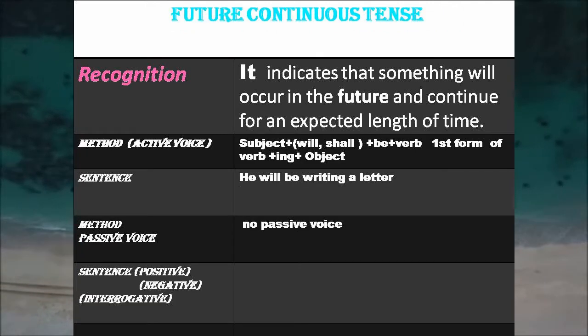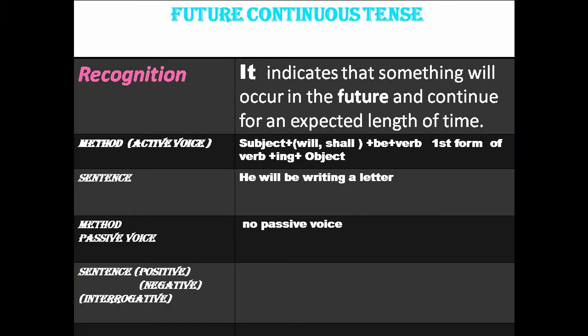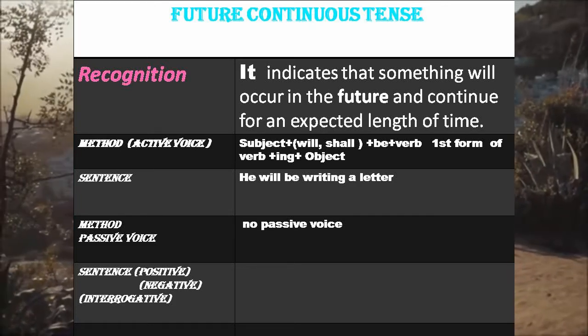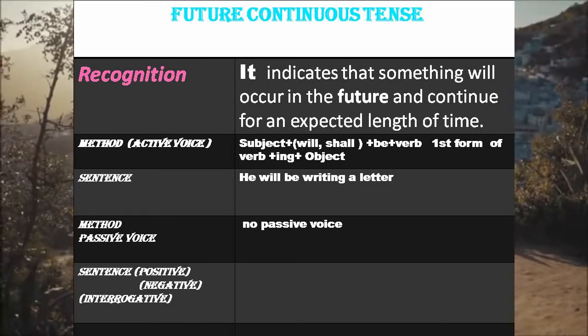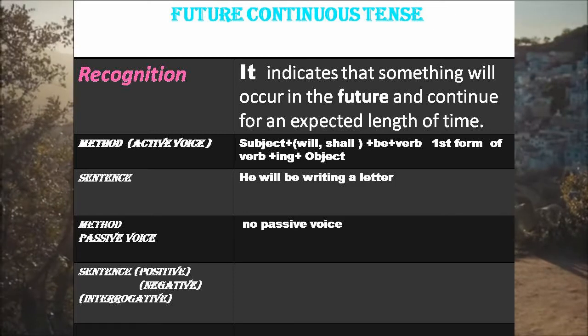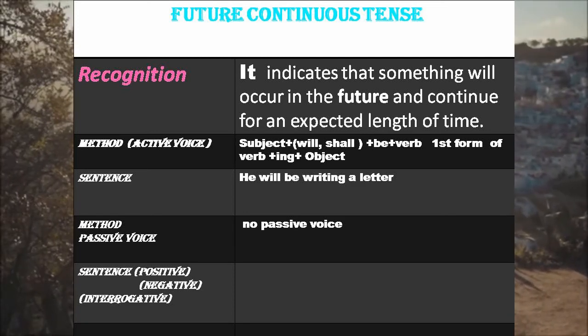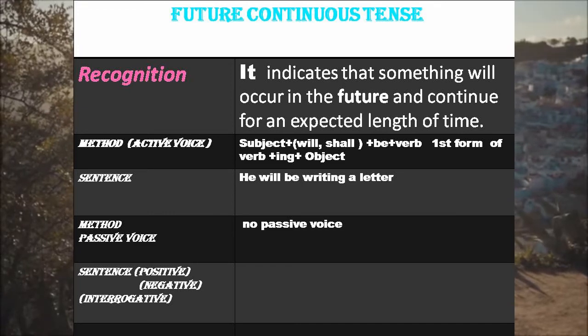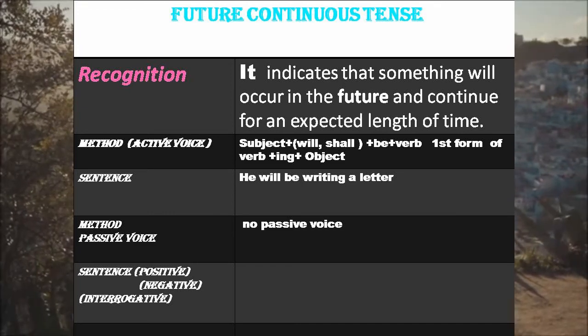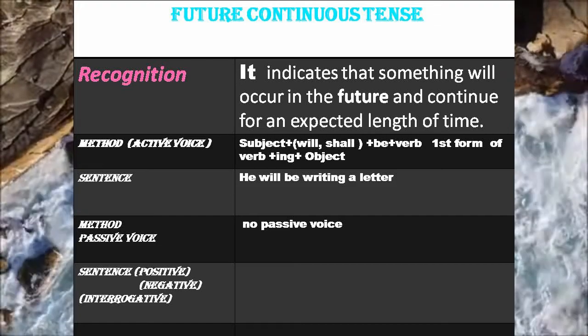Future continuous tense. It indicates that something will occur in the future and continue for an expected length of time. Method, active voice: subject plus will, shall plus be plus verb first form plus ing plus object. Sentence: He will be writing a letter. He will not be writing a letter. Will he be writing a letter?